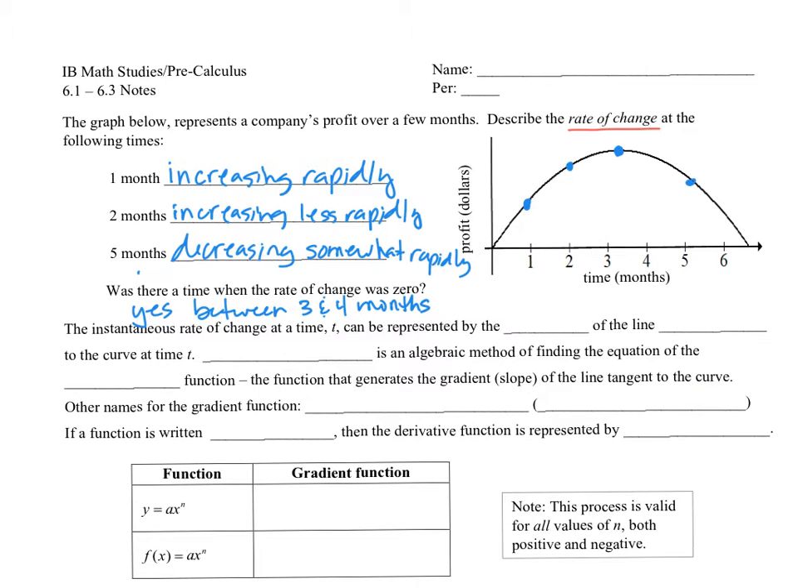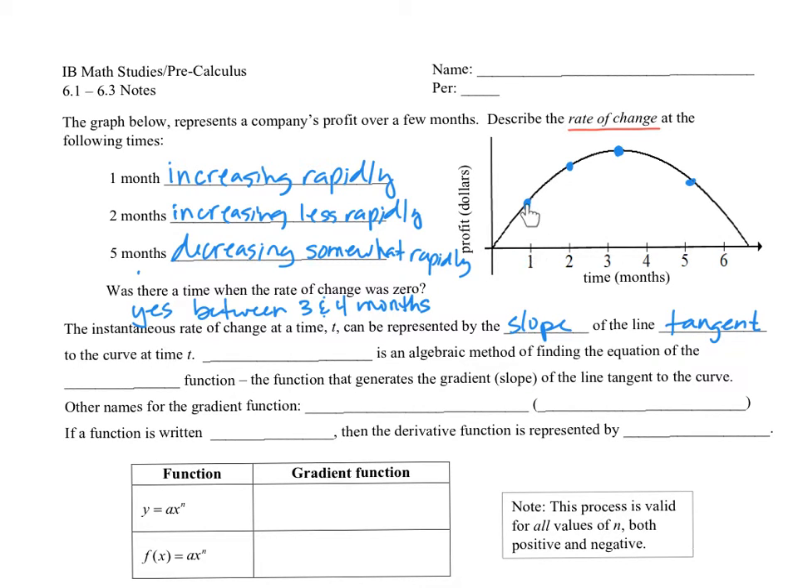Okay, so now let's go on and talk about why we can qualify these increases and decreases as rapid or less rapid. Well, we can do that by studying the instantaneous rate of change at a time t. That instantaneous change at a time t can be represented by the slope of the line that is tangent to the curve at time t. So let's go back and look at what was happening at 1 month.